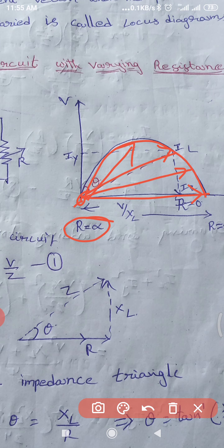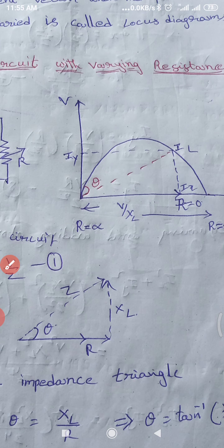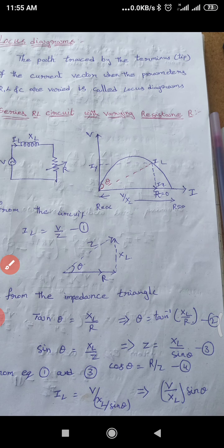Here we are considering an RL circuit. In that RL circuit, R is variable and L is constant, a fixed value. For this circuit we are drawing the locus diagram, and the locus diagram is like this, a semicircle. So let us see the mathematical expression for this semicircle. If you consider any RL circuit, the locus path will be a semicircle. We are going to prove this in a mathematical way.